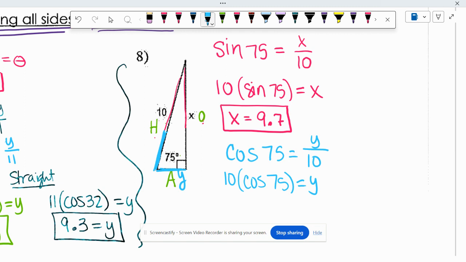Colt, what do you get? No shout outs. Colt, what do you get? 10 times cosine of 75. 2.6. Absolutely perfect. That is exactly what I got. Degrees? No, it's not degrees. It's a side measure. It's okay.